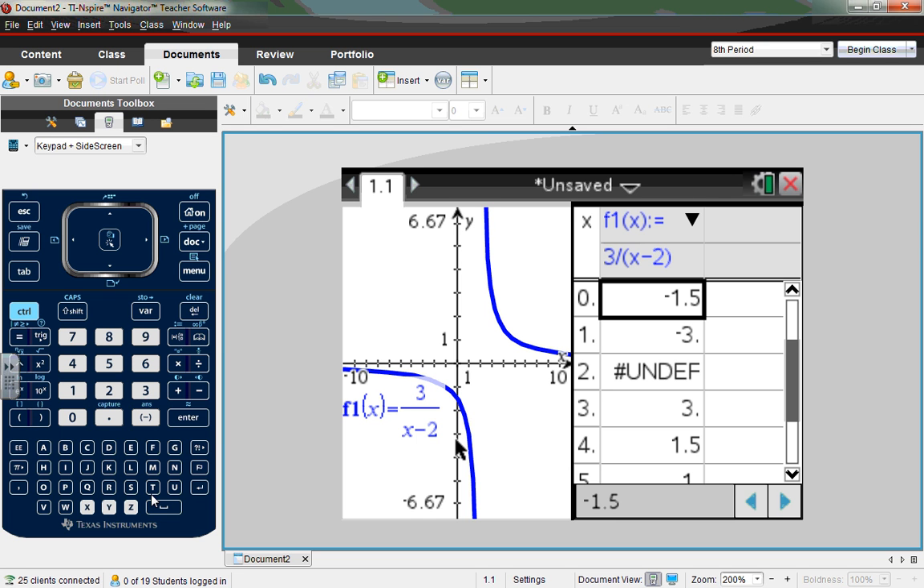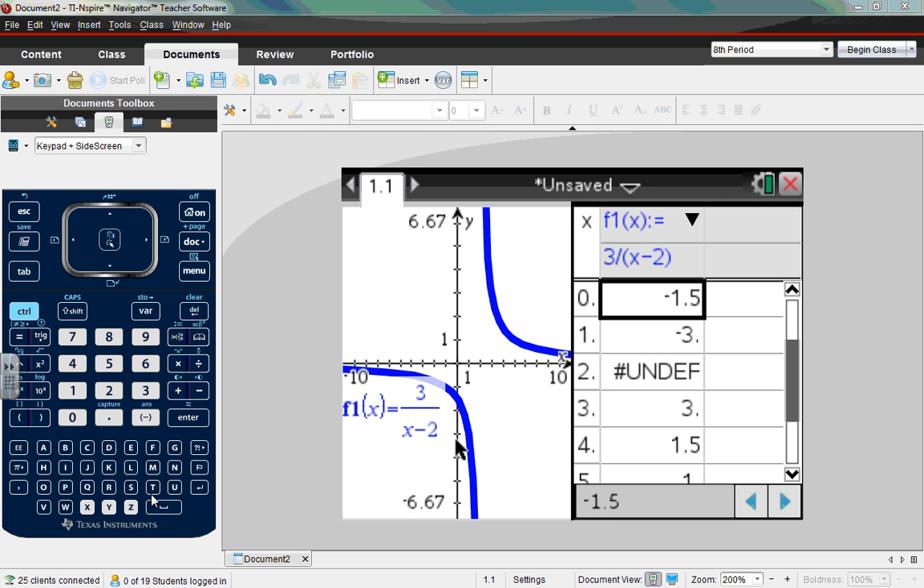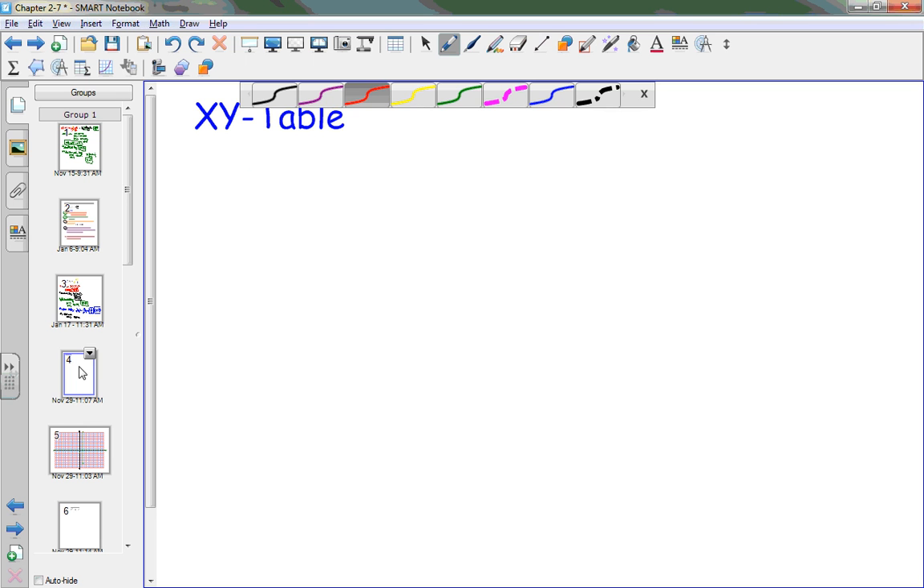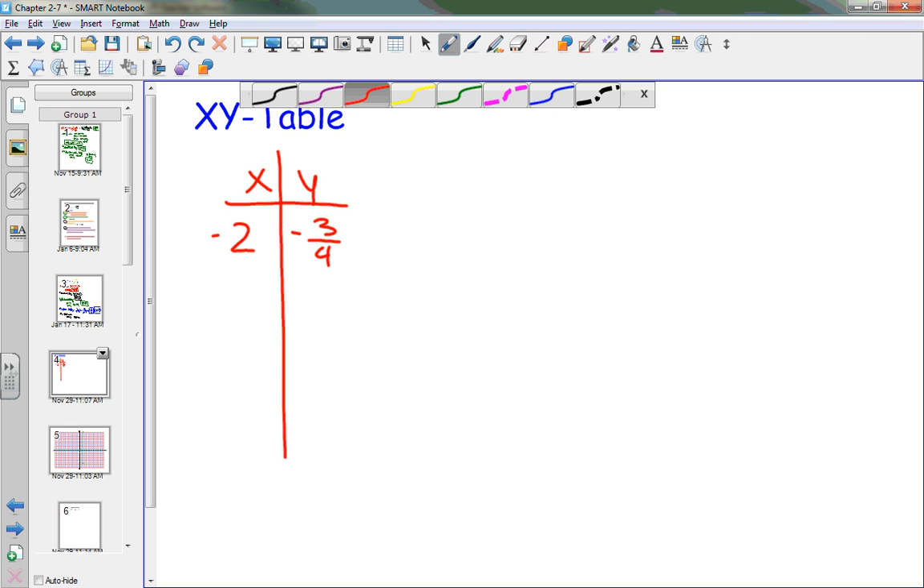As I look at this, on the negative side, what are some easy numbers to graph? I see -2 and -3/4. Can my eye eyeball that pretty well? You're looking at the table to graph. I'm looking at the table. Go to the negatives and arrow up on the negatives.